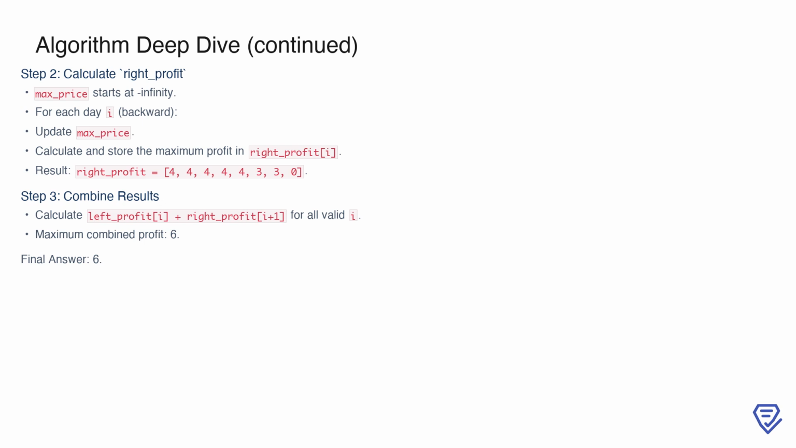Finally, we combine the results by calculating left_profit[i] plus right_profit[i+1] for all valid i. The maximum combined profit in this example is 6, achieved by buying and selling during the first transaction and then buying and selling again during the second transaction. Thus, the final answer is 6.